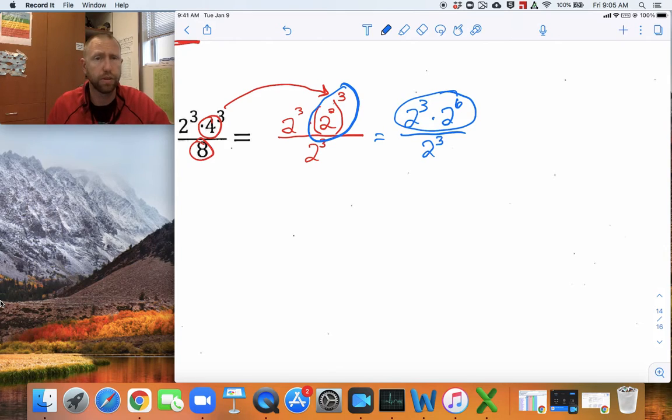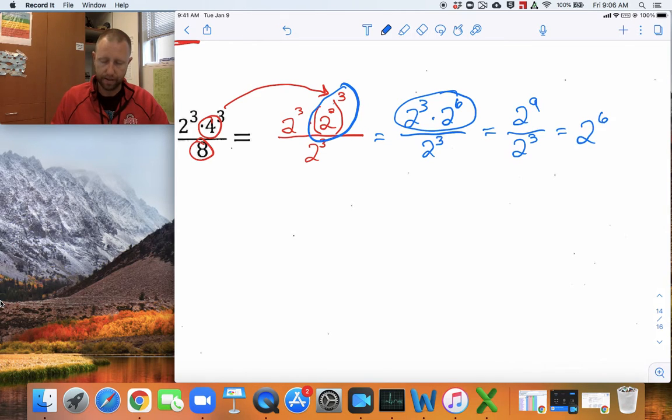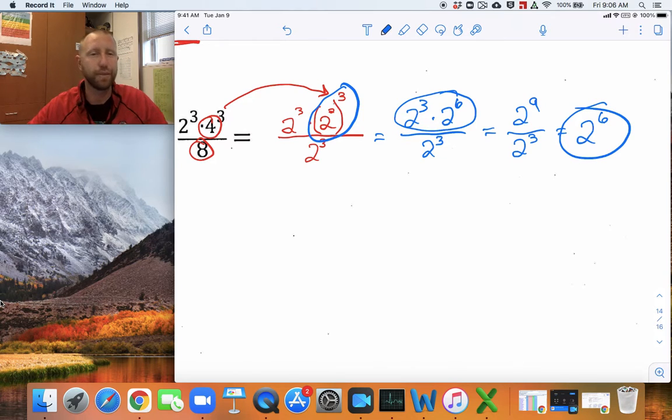This is the product rule. I'm multiplying two numbers together that have the same base. I can add their exponents. 3 plus 6 is 9. And then now, finally, I can apply the quotient rule. The quotient rule says that I can subtract the exponents when I'm dividing numbers that have the same base. 9 minus 3 is 6. So my answer is 2 to the power of 6.